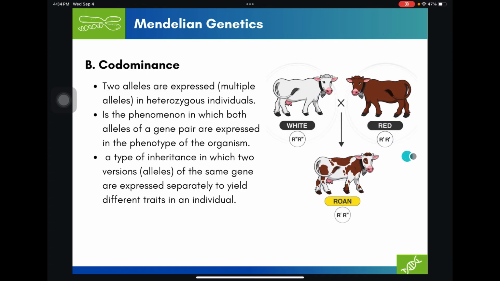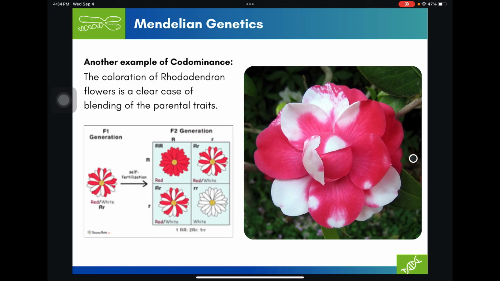Another example of codominance is the flower rhododendron, wherein the flower appears to be spotted, one part red and the other white. Neither of the dominant or recessive traits was able to be fully expressed, and as such, two traits were expressed in this organism.